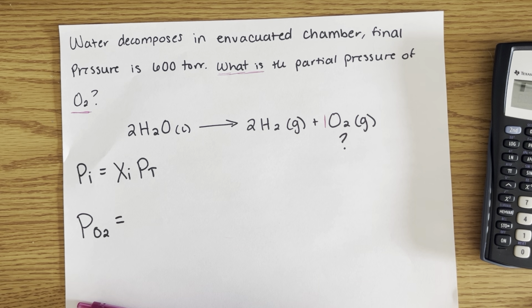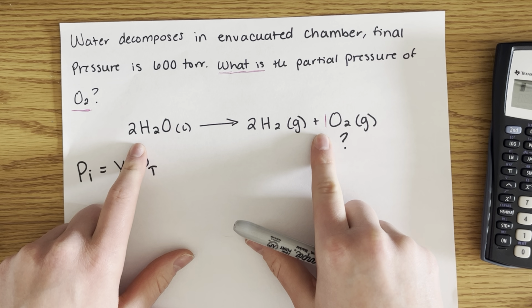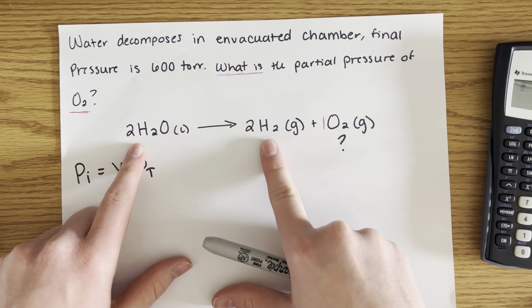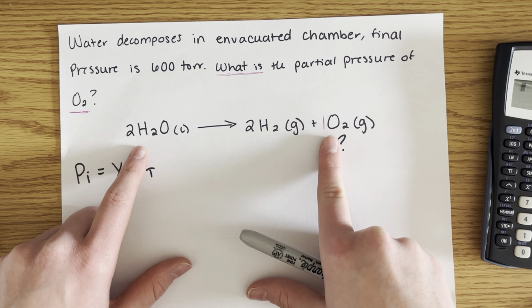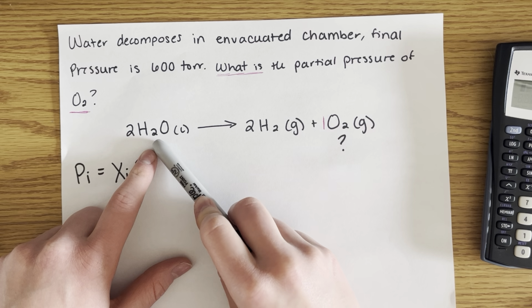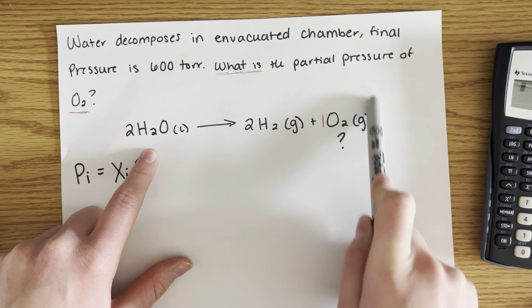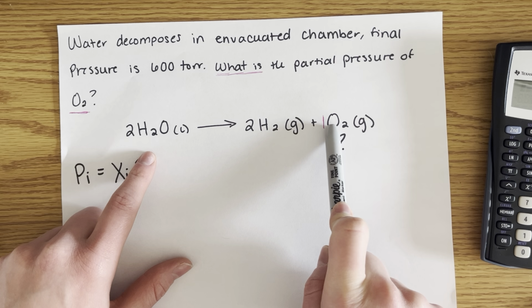So how would we find our moles of our element? Well, we're going to look at our coefficients because, like I said, these coefficients are telling us how many moles of each substance there is. So in this chamber, we have 2 moles of liquid water, 2 moles of hydrogen gas, and 1 mole of oxygen gas. So we put in our 2 moles of liquid water into the chamber, and it decomposes into these substances. 2 moles of H2 gas, 1 mole of O2 gas.